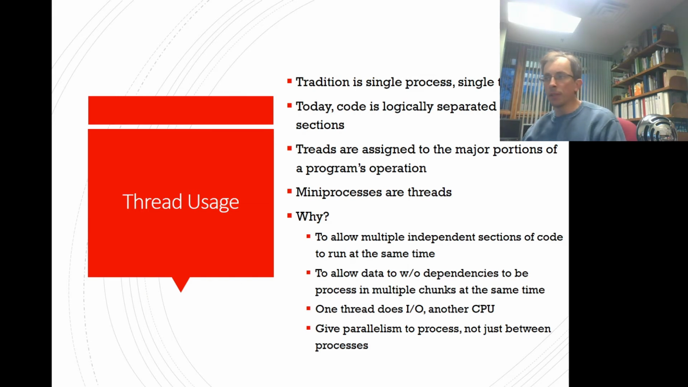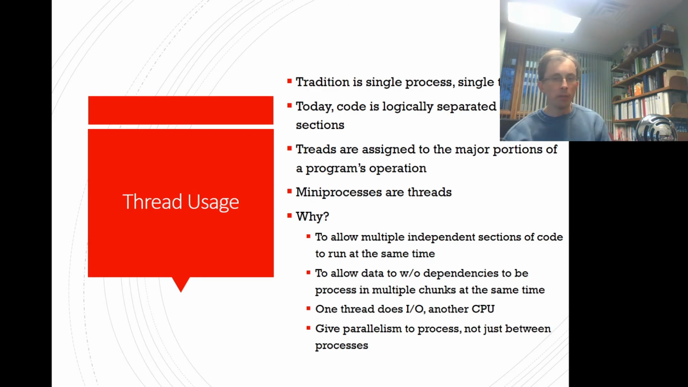Threads tend to be associated with major portions of a program's operation. And you could do very fine-grained threading or very coarse-grained threading in your application as your particular needs dictate. So why? Basically, you want to allow multiple independent sections of the code to run at the same time and coordinate their activities. You want to allow data without dependencies to be processed in multiple chunks at the same time without having to go in a sequential manner.